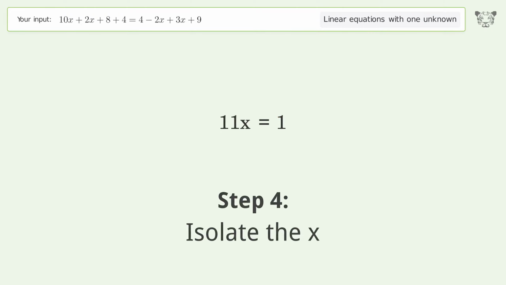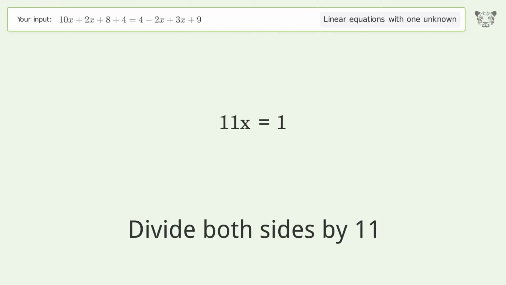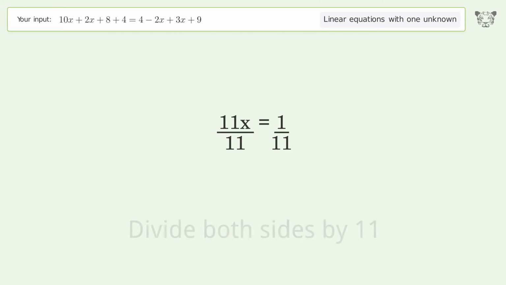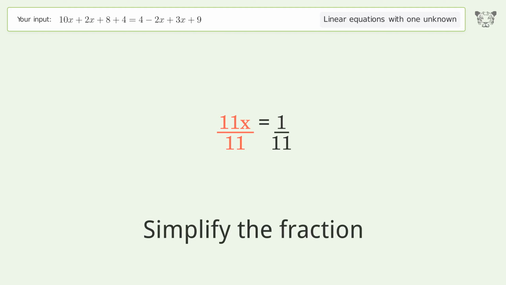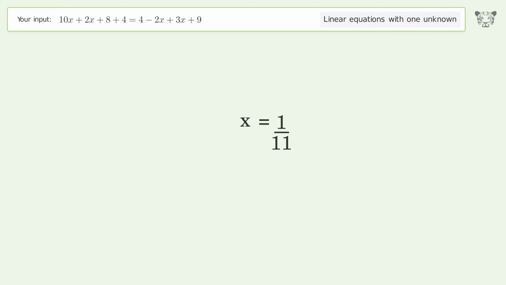Isolate the x. Divide both sides by 11. Simplify the fraction. And so the final result is x equals 1 over 11.